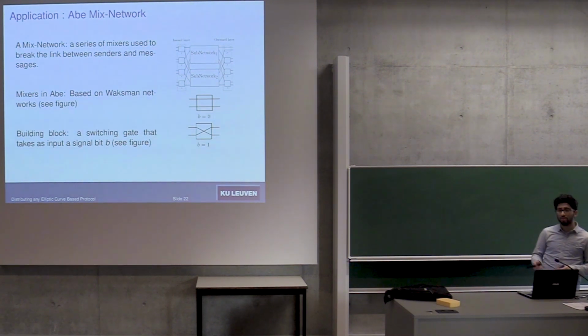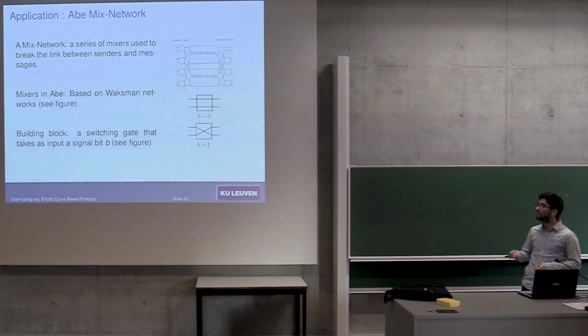Now in the paper we applied it on some trivial applications such as the ECDSA signature scheme, and also what we call zero-knowledge proofs. But as a non-trivial application, we considered mix networks. And basically mix networks are like a series of mixers, and they are used to break the link between messages and the sender of these messages. And mainly they are used to provide anonymity to those senders.